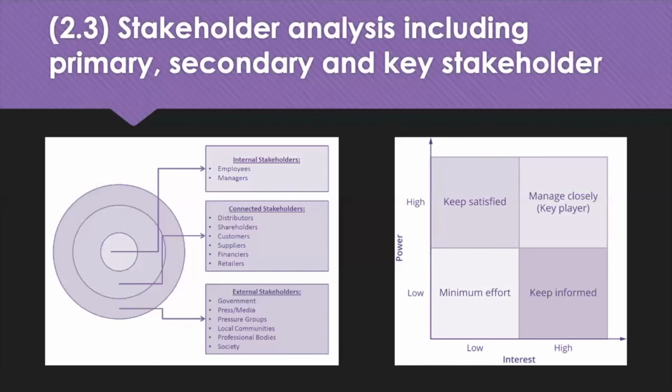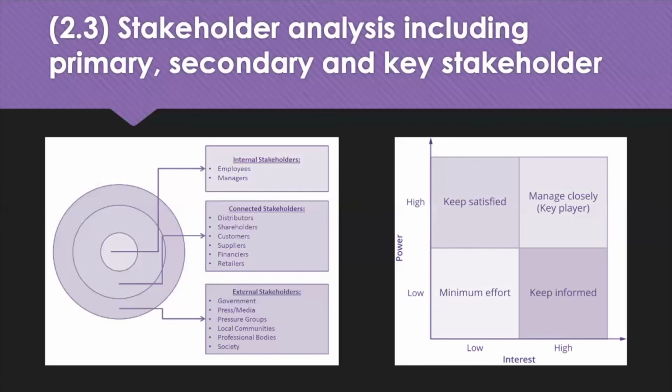And the model you use to manage your stakeholders is Mendelow's mapping, which is on the right-hand side. That looks at how much power and interest each of these stakeholder groups have. And that's a visual representation of the relative importance of each stakeholder. High power, high interest are your key players. They should be managed closely. Low power, low interest are less important, only requiring minimal effort.